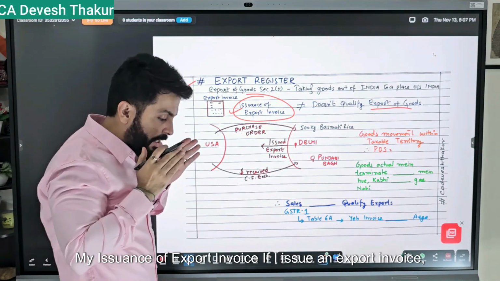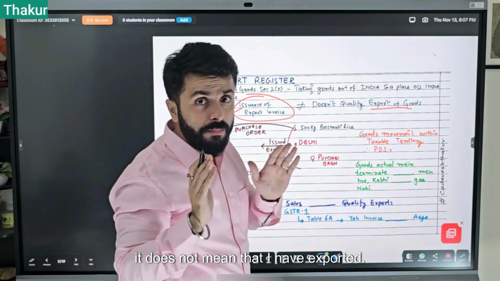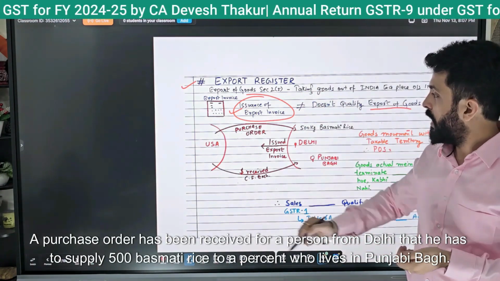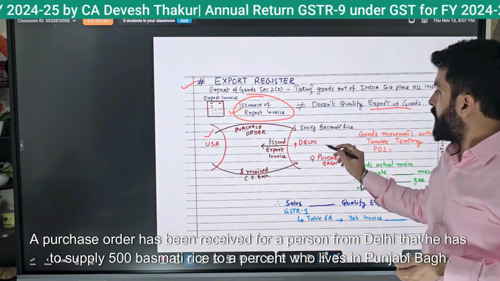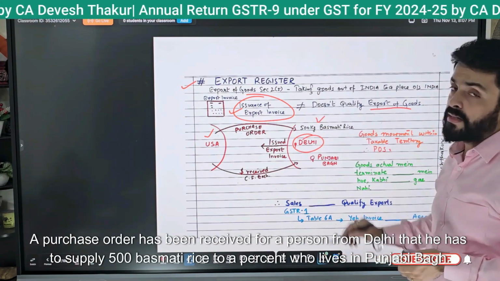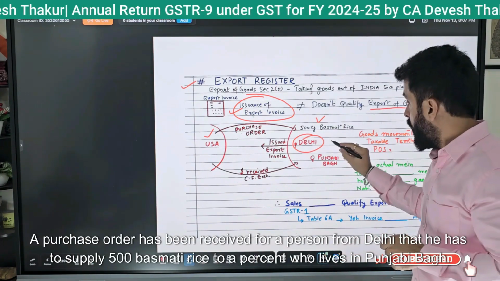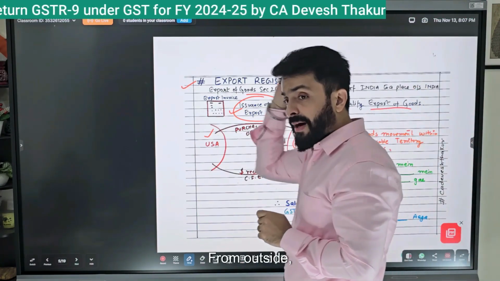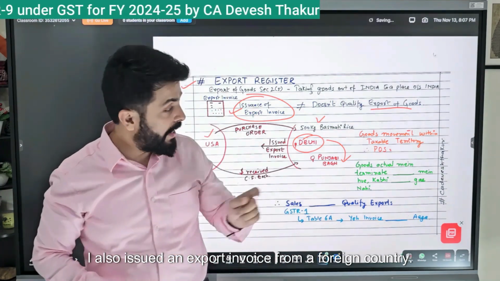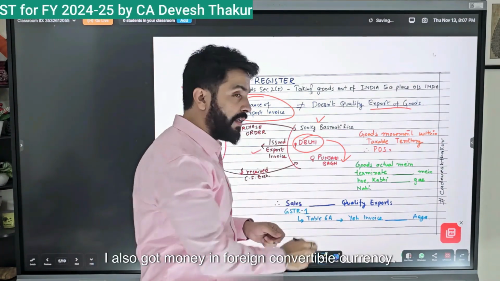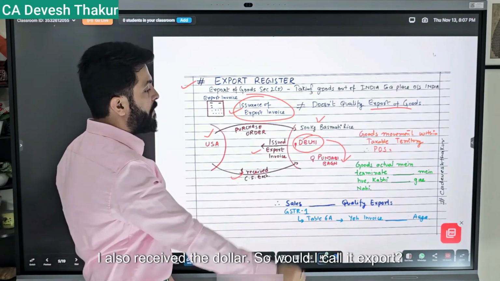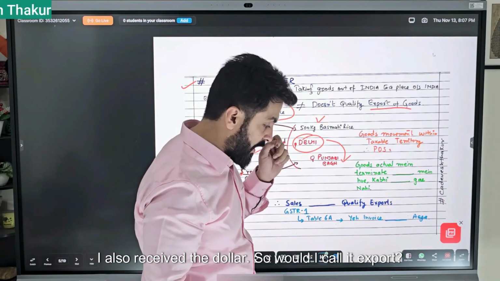If I issue an export invoice, it does not mean that I have exported. Take a scenario: a purchase order has been received by a person from Delhi to supply 500 kg of basmati rice to a person who lives in Punjabi Bagh. Received the order. I also issued an export invoice as if to a foreign country. I also got money in foreign convertible currency. I also received the dollar. So, would I call it export?